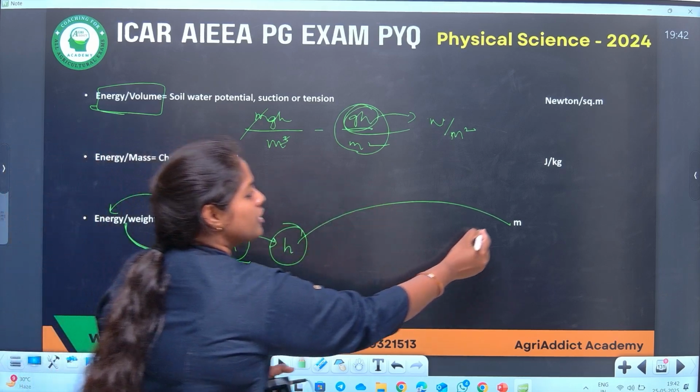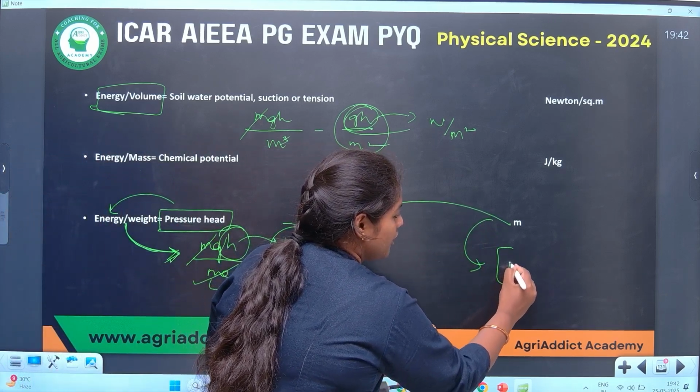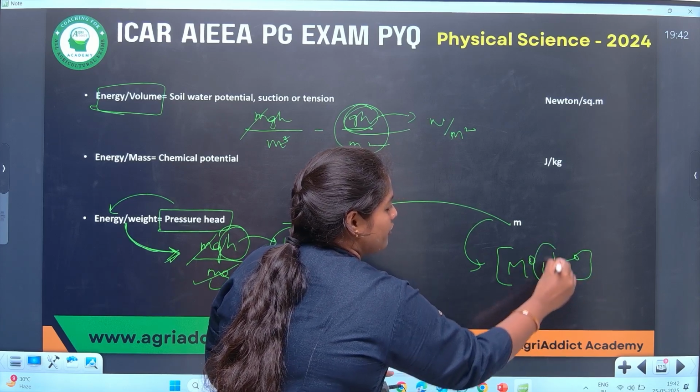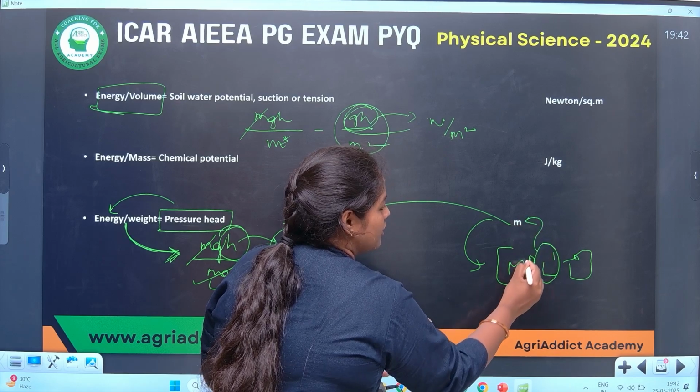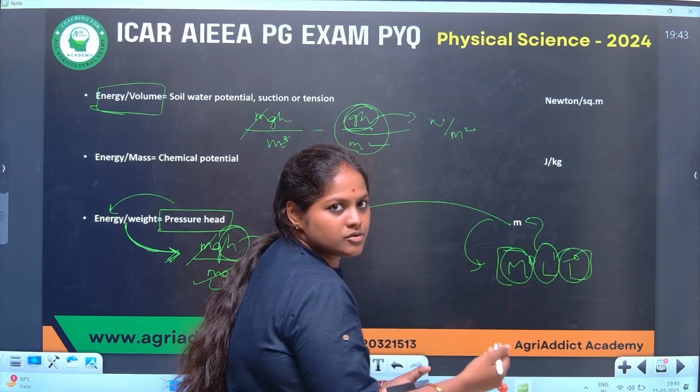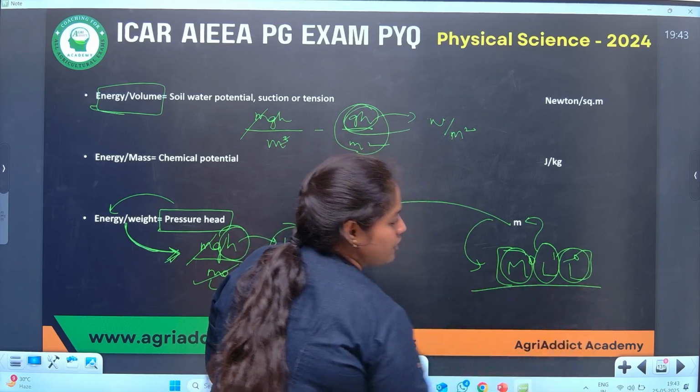From these meters only we will write the dimensional formula as M power 0, L power 1, T power 0. Why L power 1? Length is expressed in meter. There is no mass unit here, so 0. There is no time unit here, so 0. Like this we should write the dimensional formula.